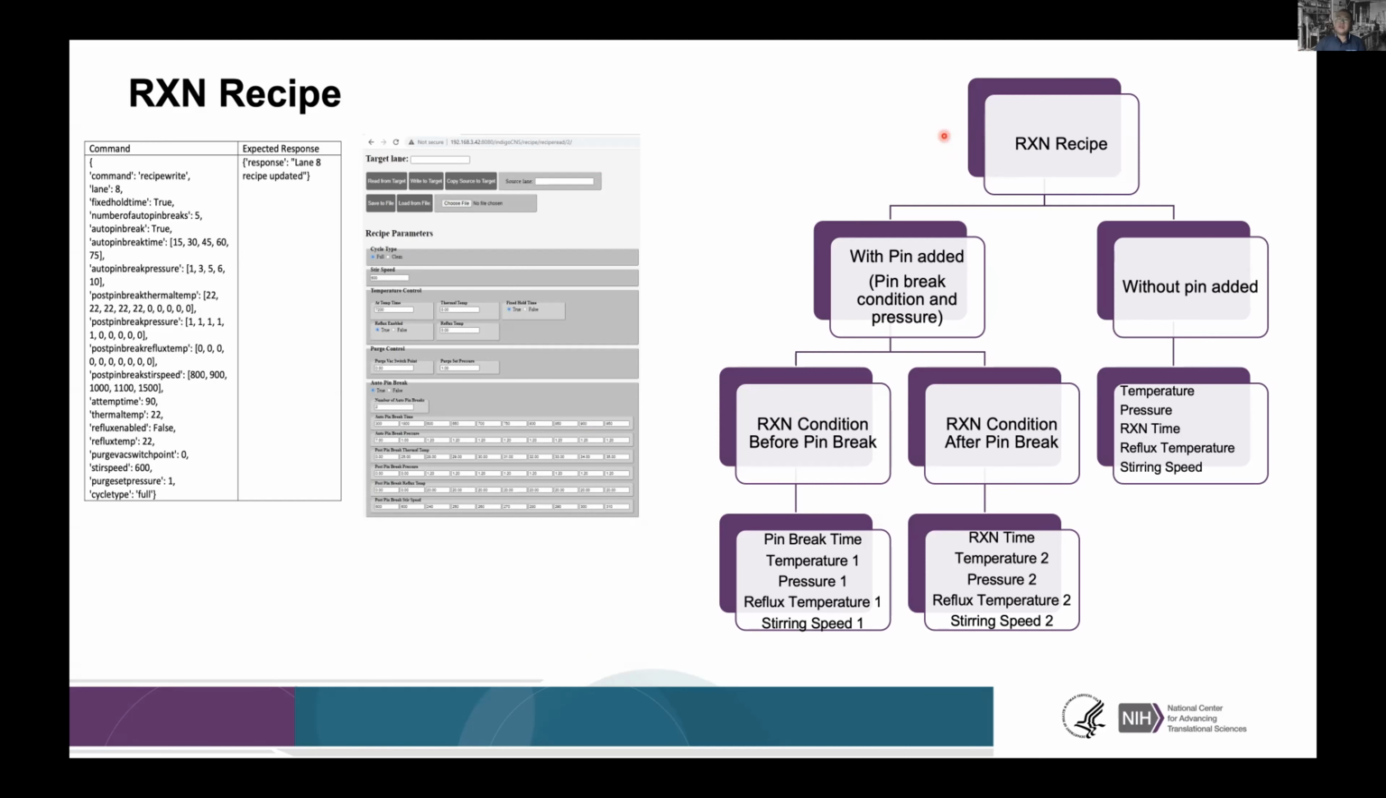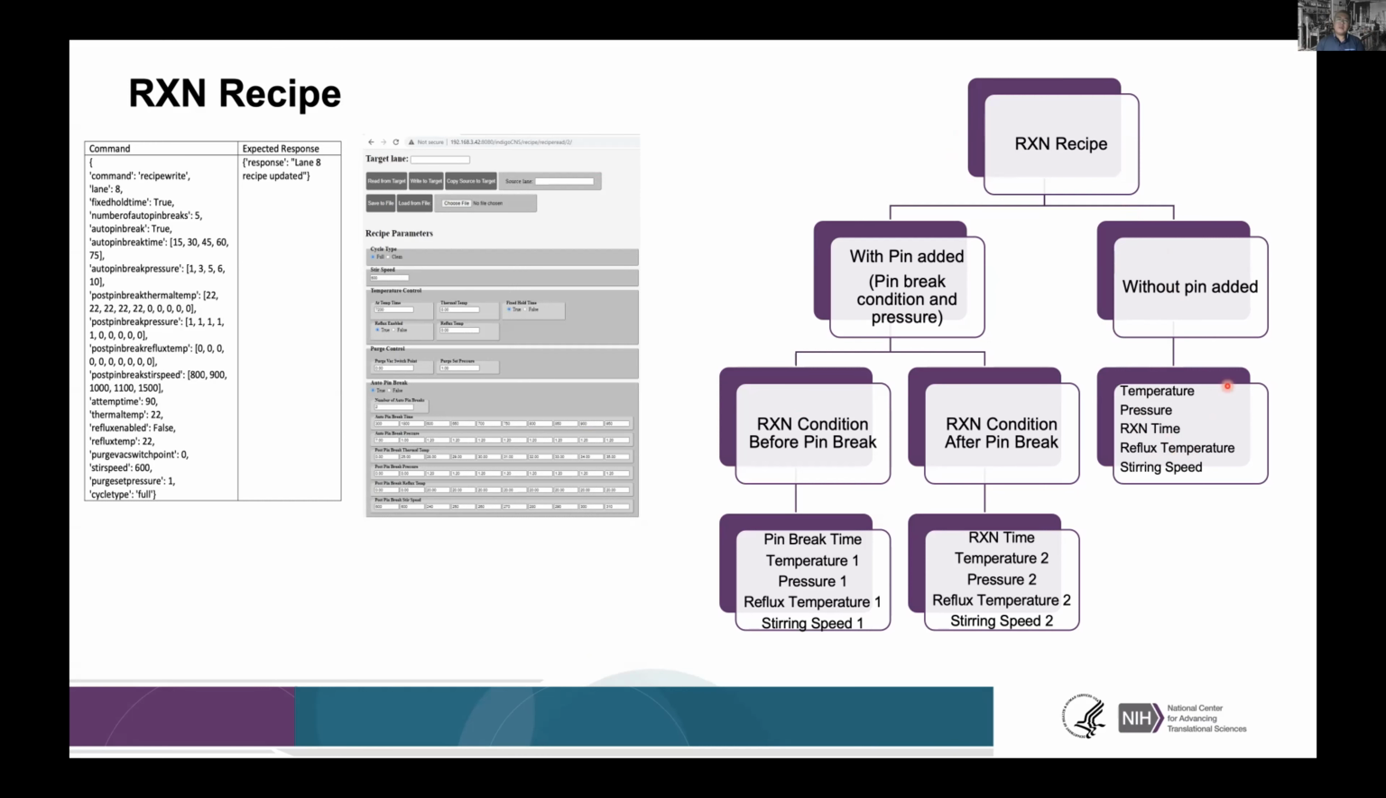So on the right side, you can see if we want to run the reaction without a pin, that'll be easy and straightforward, because we only need to set up one set of parameters for our reaction. That'll be the temperature, the pressure, reaction times, reflux times, and agitation speed. Since the reaction doesn't use any pins, all the parameters will be the same from the beginning of the reaction to the end of the reaction.